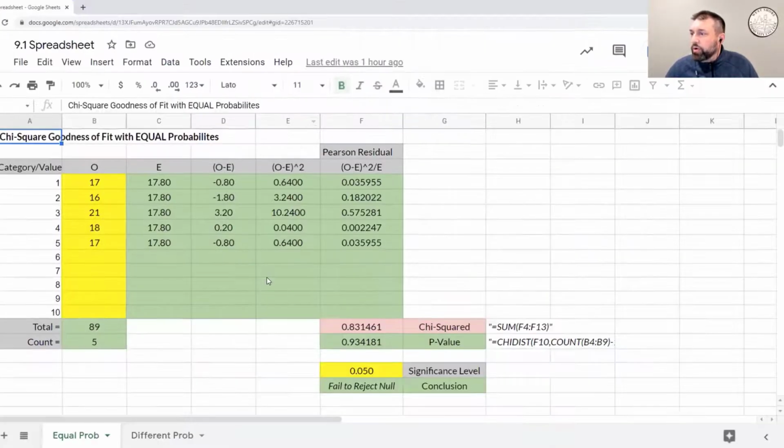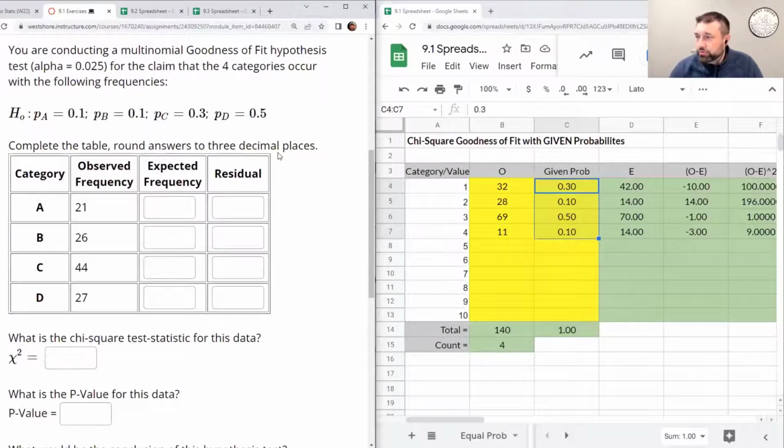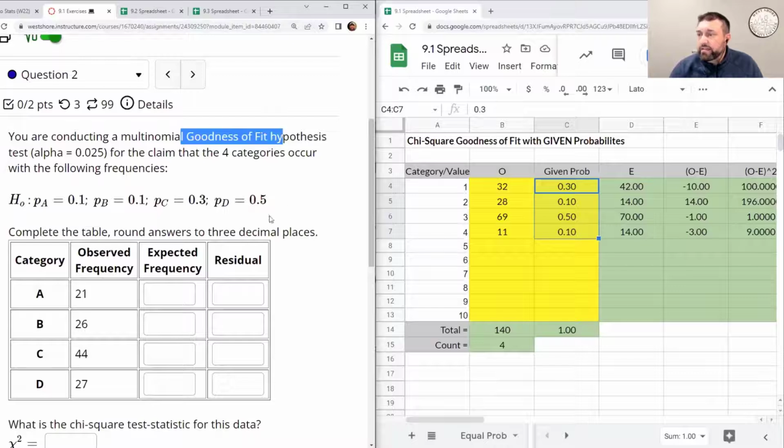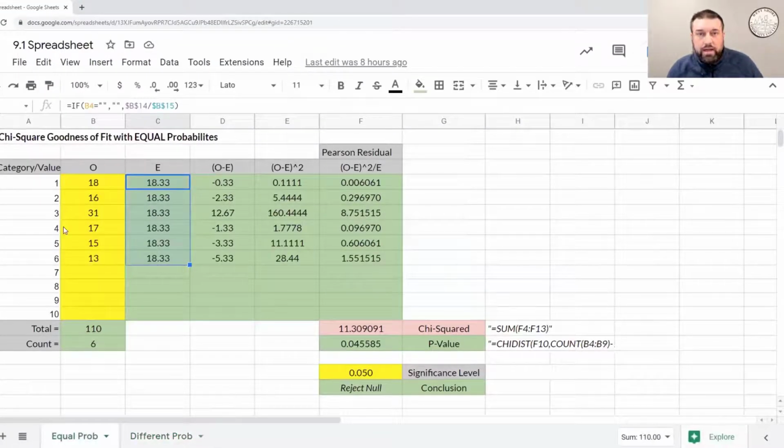And so this is the 9.1 spreadsheet. You'll notice that there are two tabs down at the bottom. One tab is when everything's equally likely. The next tab is when there are different given probabilities. In problem number 2, we have goodness of fit. In this particular case, the 4 outcomes, category A, B, C, and D, all have different probabilities. You can see the probability of A is 10%, probability of B is 10%, probability of C is 30%, and probability of D is 50%. In our spreadsheet, we do not use the first tab. The outcomes have different probabilities, and so we're going to use the second tab.